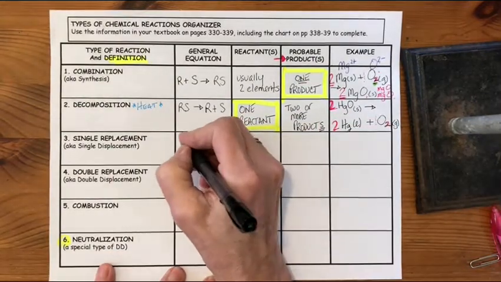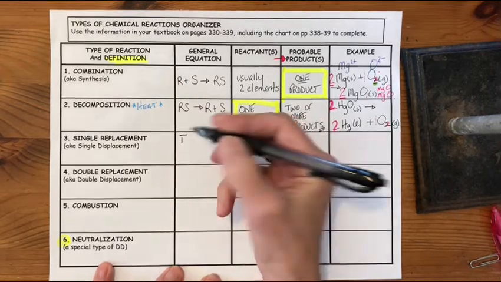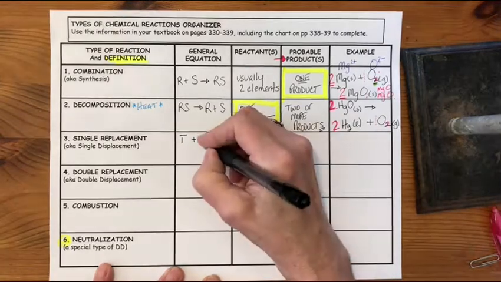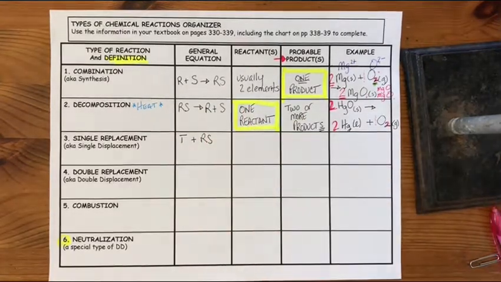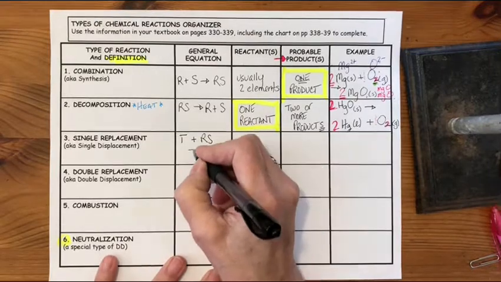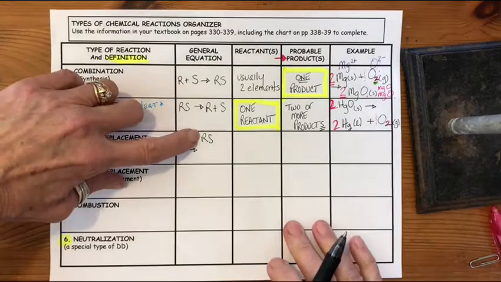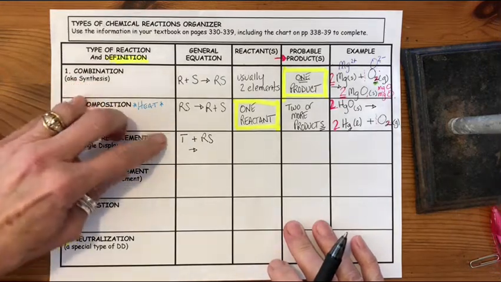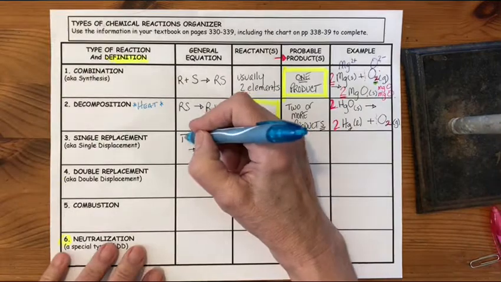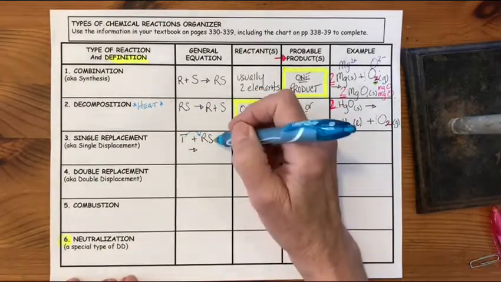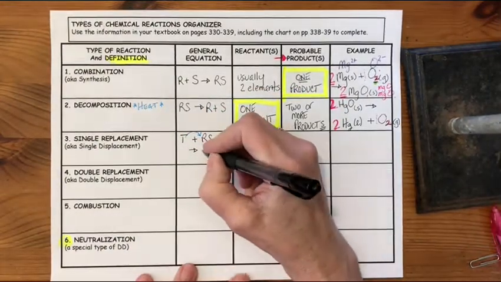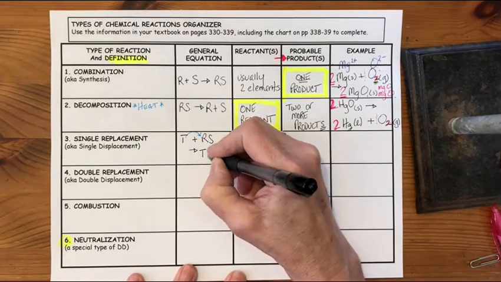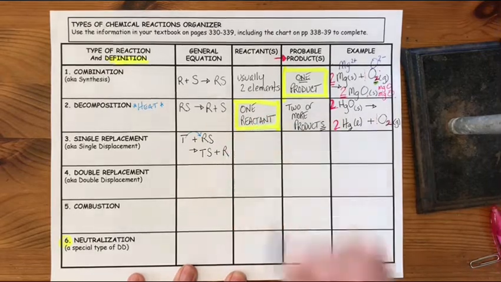I just want to do the basic general equation, generic form. So if we have some free element and some compound out in the universe, remember the metals are always listed first, if T is a metal, it might be able to bump R off of S. And so what we'd end up with now is a new compound, TS, and R would be out in the cold.